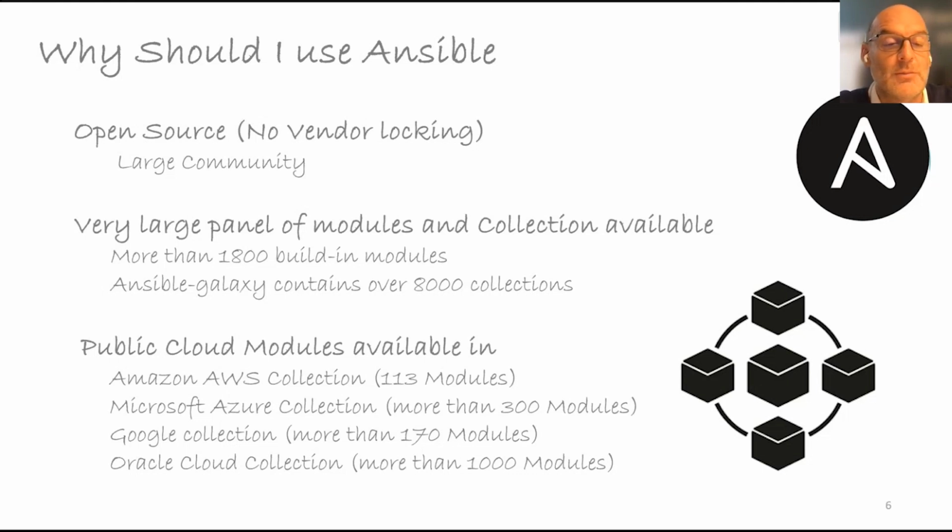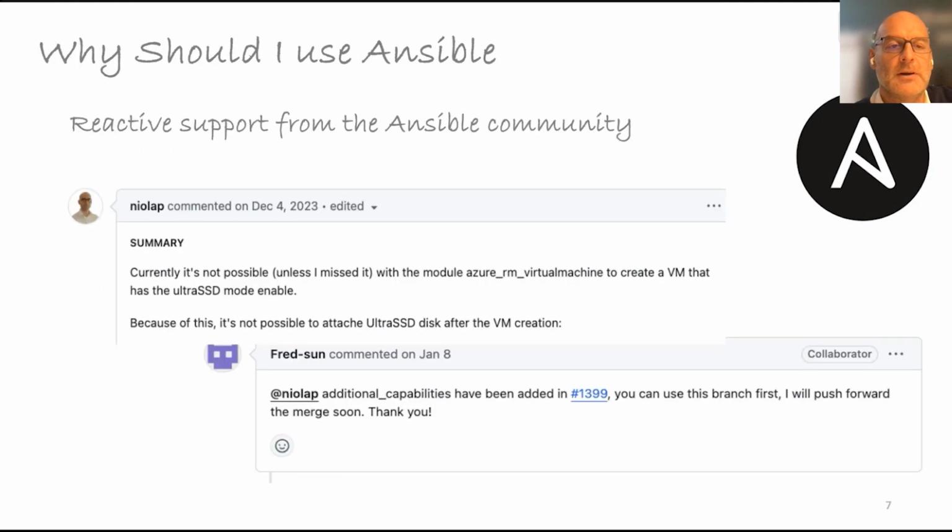Microsoft has more than 300 modules, Google 170, Oracle Cloud 1,000 modules, because sometimes the modules are very small and more split. But you have many things available for all your platforms. And this is only a little example of what is available with Ansible. So most of the time you find the Ansible collection available for your application or for your extra infrastructure that you want to deploy.